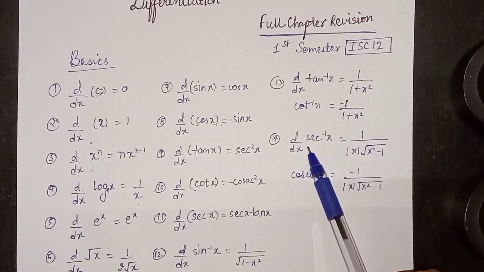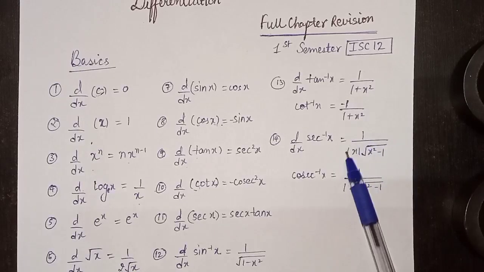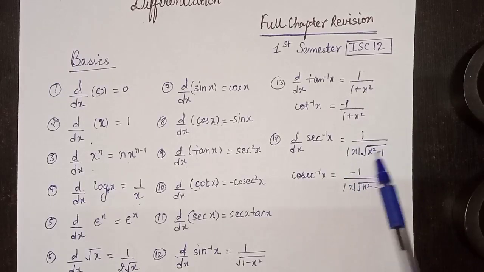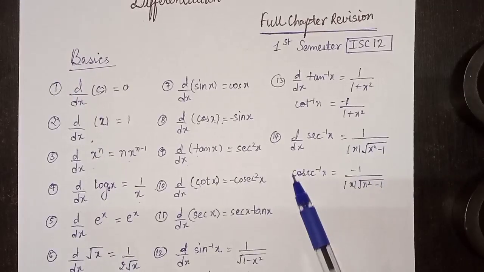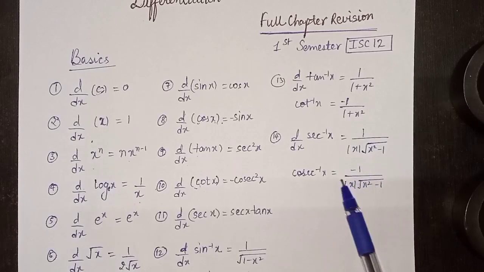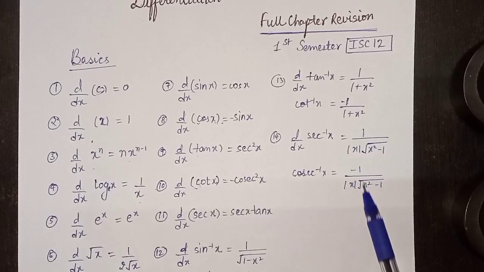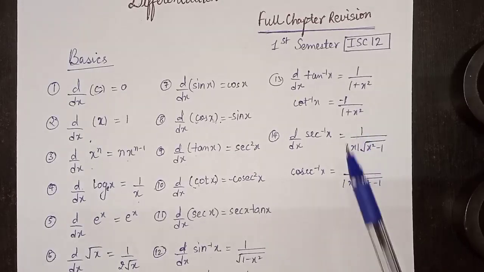d by dx of sec inverse x is equal to 1 upon modulus of x under root of x square minus 1. For cosec inverse x, it is minus 1 divided by modulus of x under root of x square minus 1. The difference is in positive and negative sign.